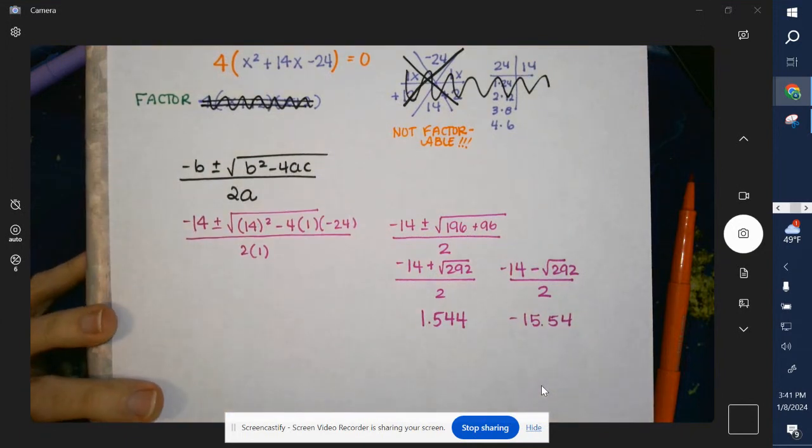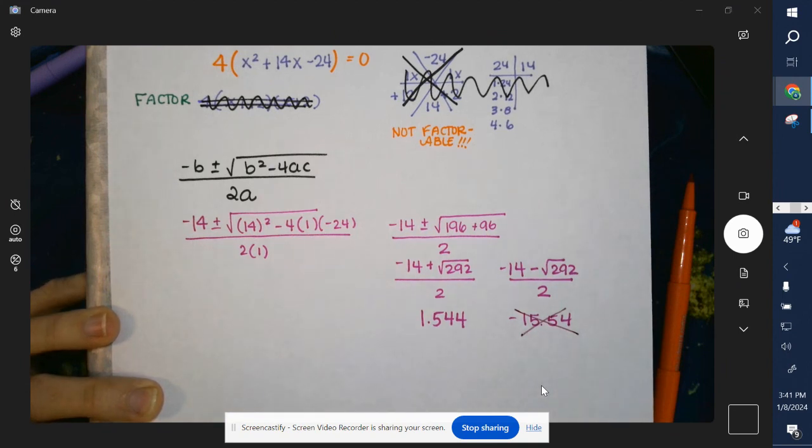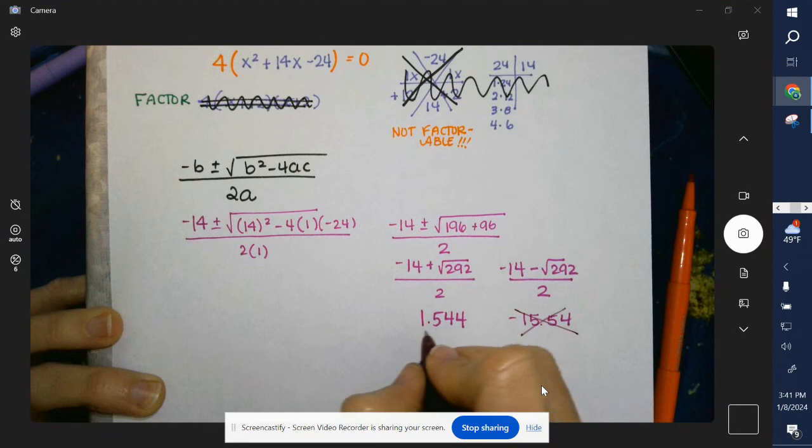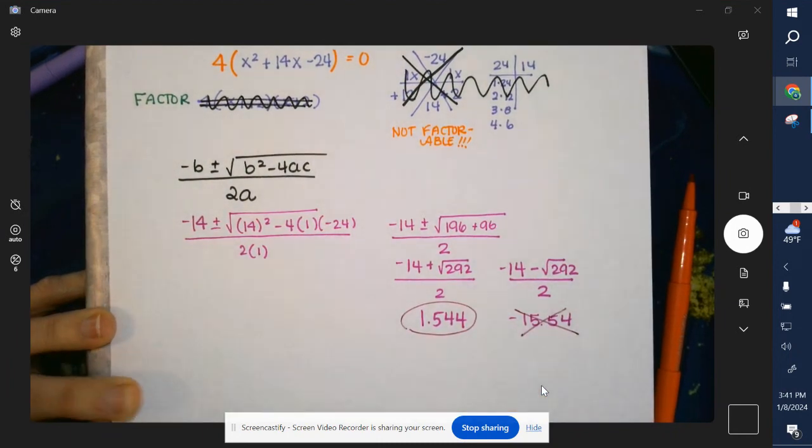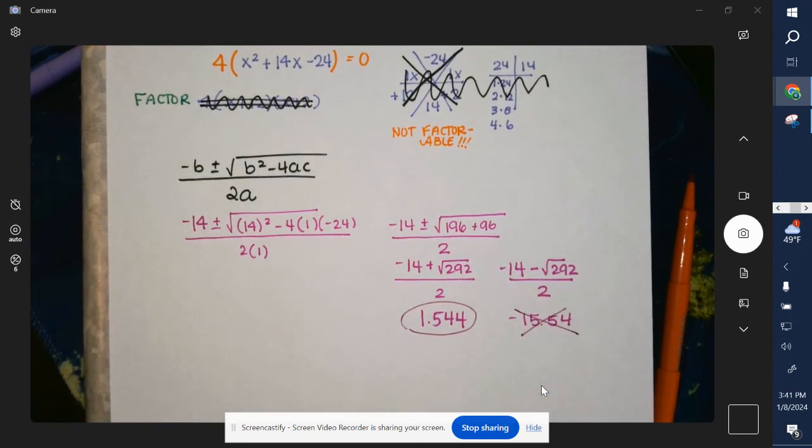We cannot have a negative for the width of the frame, which is what this word problem was asking us to solve for. We're looking for the width, the x value. So it's going to be 1.544. Super nasty, not fun. Hopefully doable at this point. Again, sorry to end class that way.